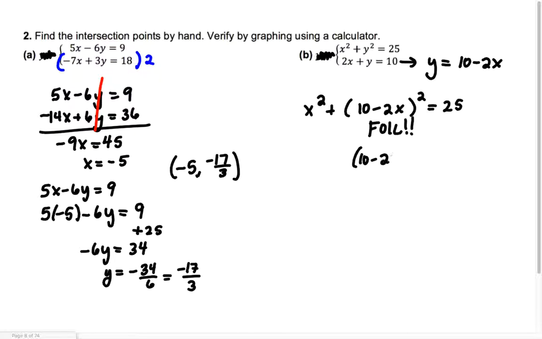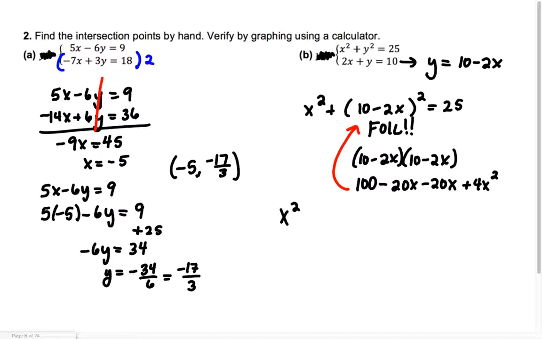So we're going to write 10 minus 2x multiplied by 10 minus 2x. So we're going to get 100 minus, my outer is 20x, my inner is negative 20x, and my last is 4x squared. That's what's going right here. So we're going to have our x squared out front, and then plus 100 minus 20x minus 20x plus 4x squared equals 25.